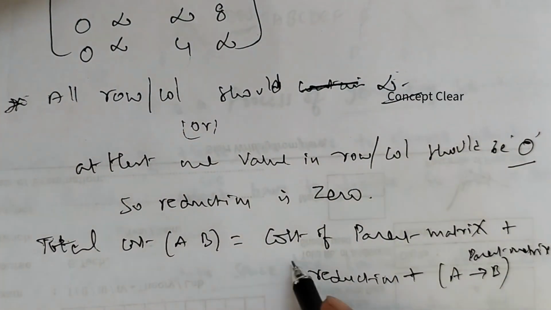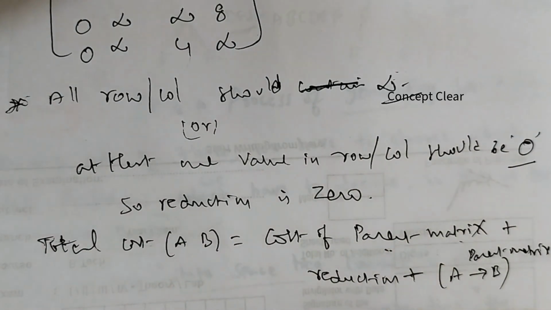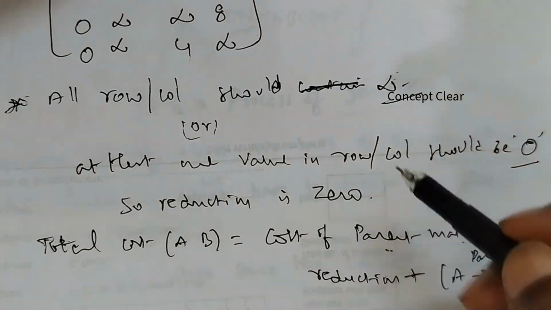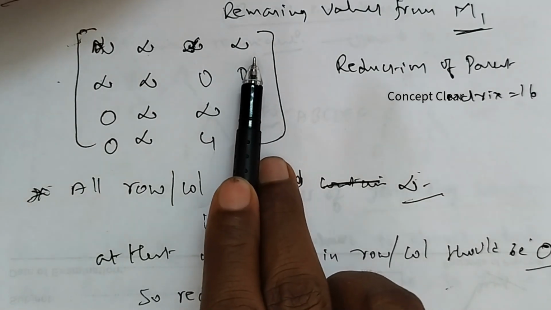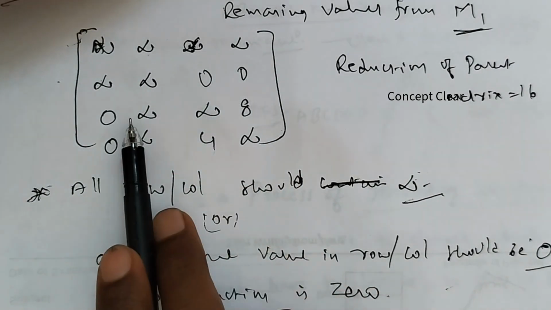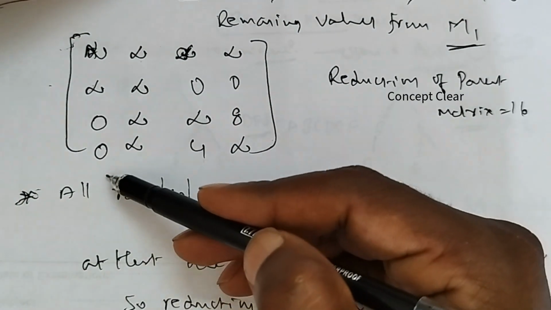Okay. Here, what is the total parent matrix cost? The cost of the total parent matrix is 16. Here we have to check. This entire row is 0, so no reduction. Here 0 is available, so no. Here also 0 is available. Here also 0 is available. And here 0 is available.